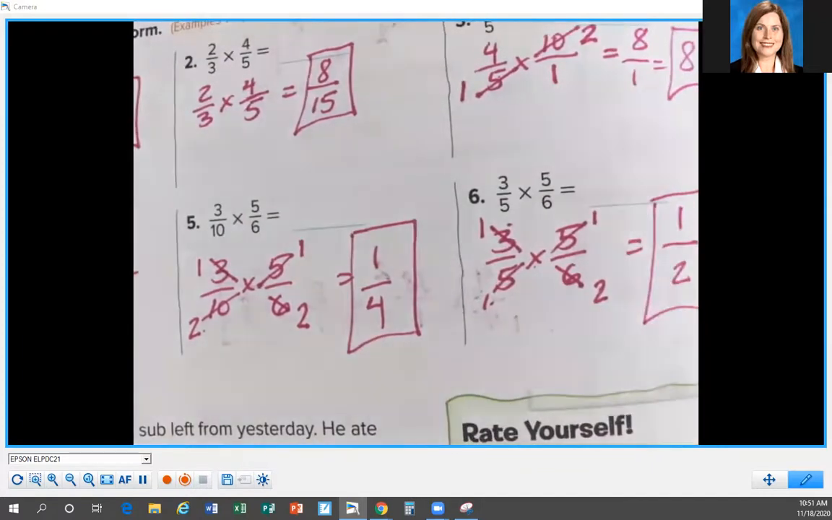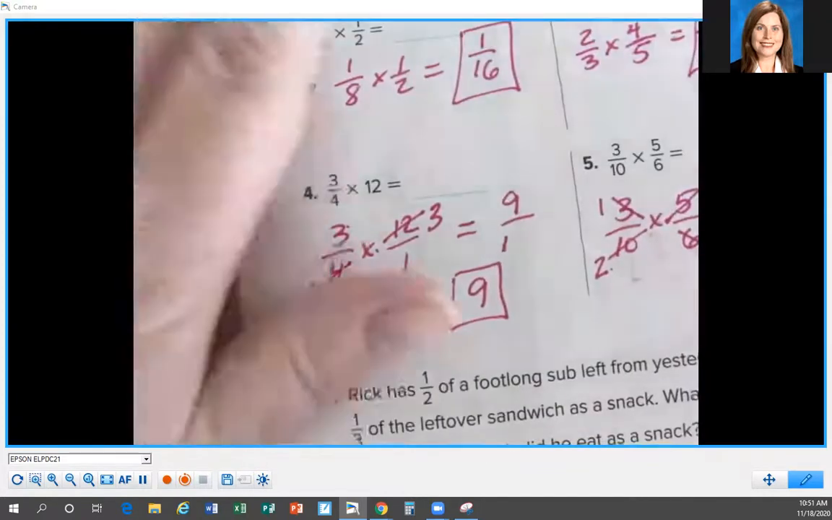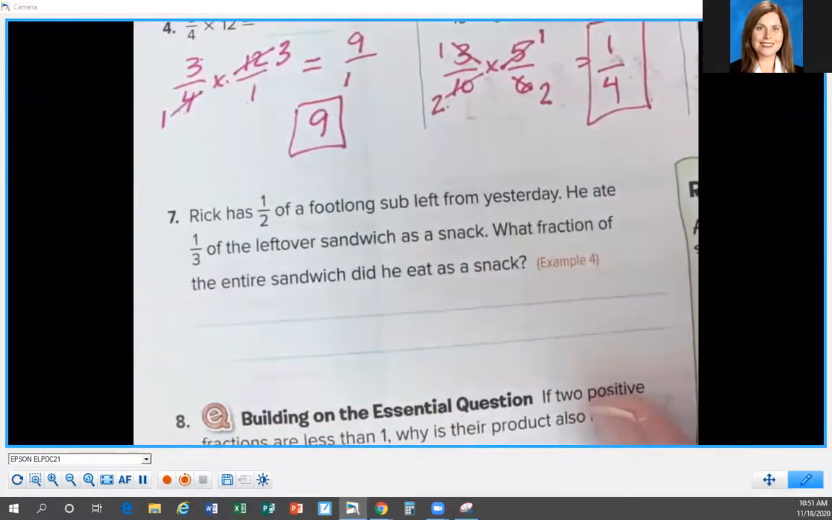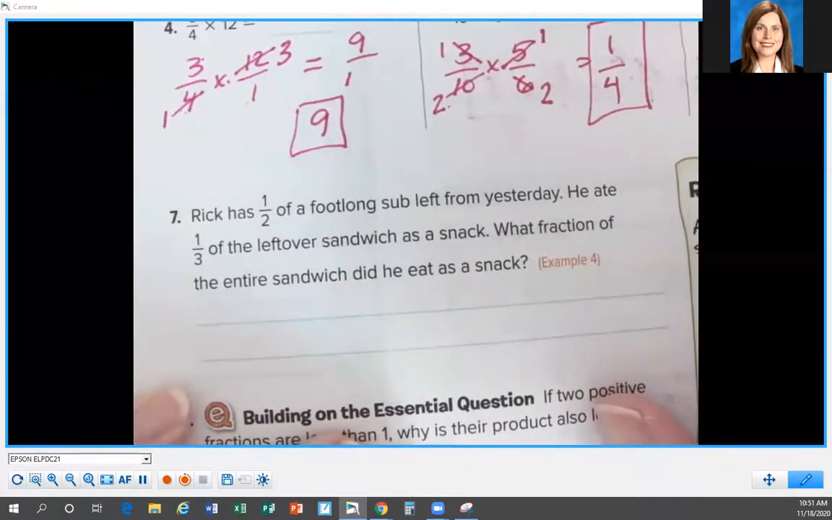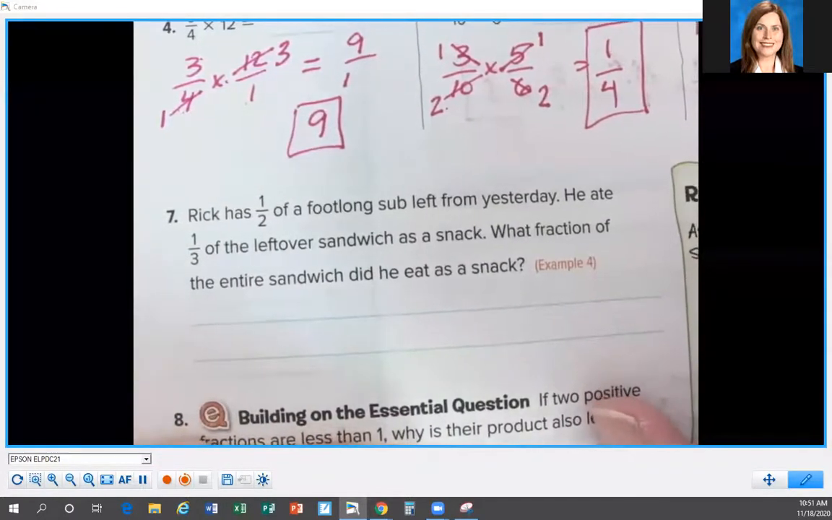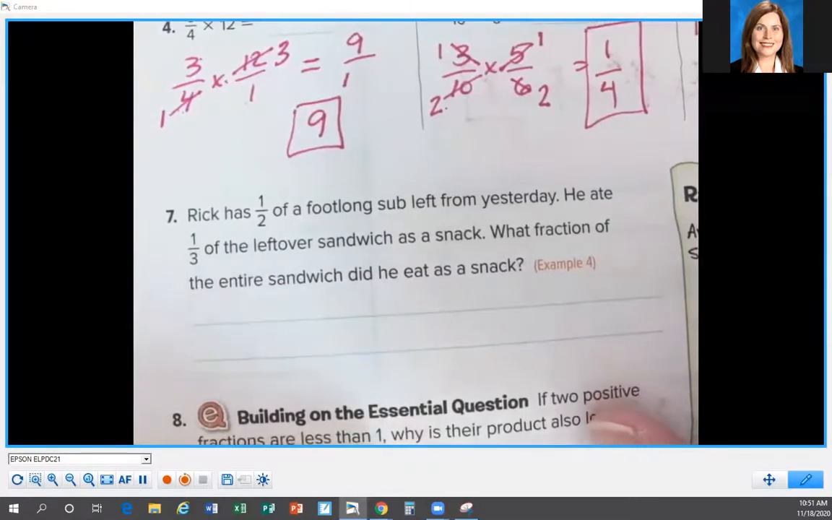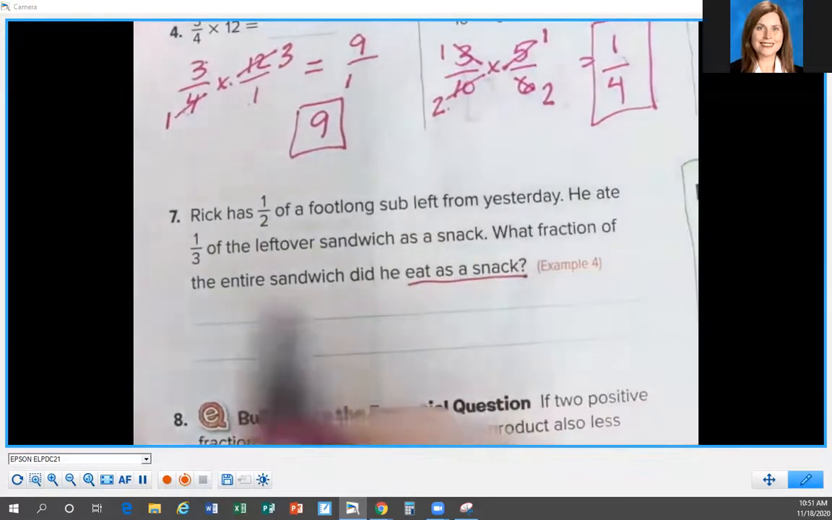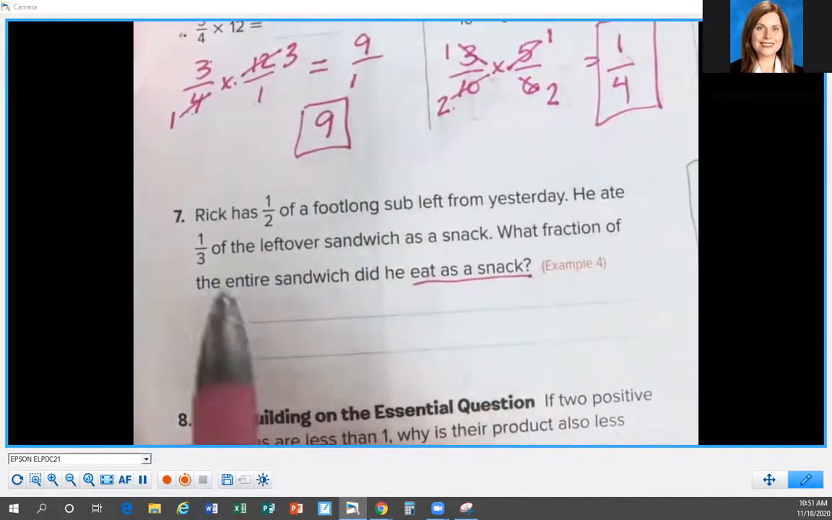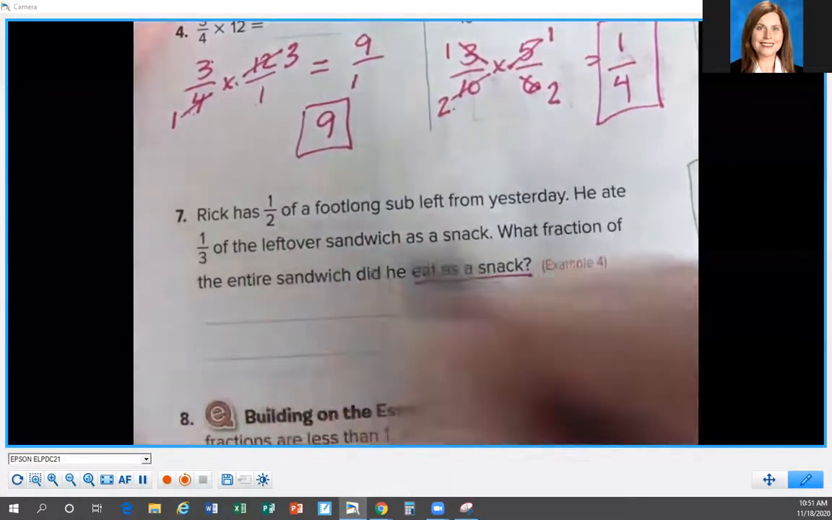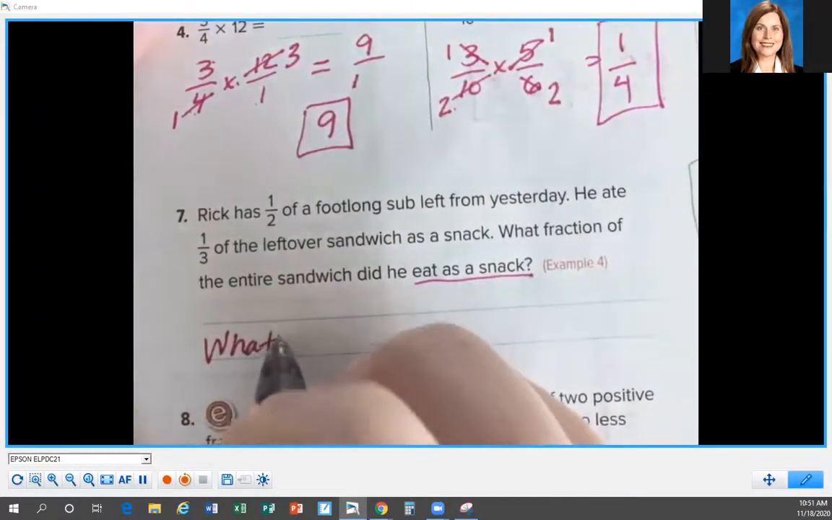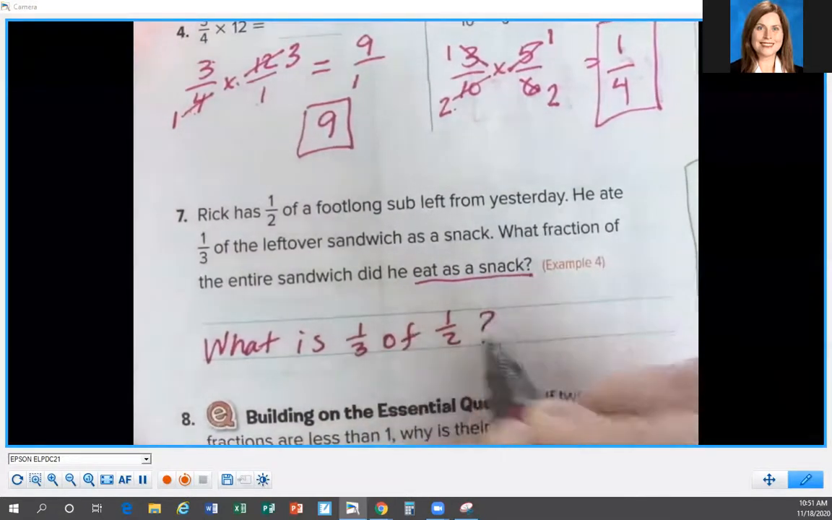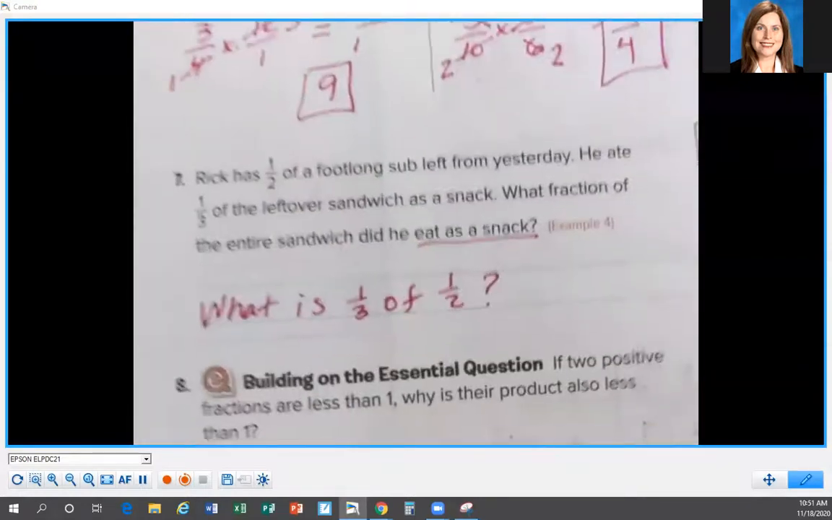Okay, number 7. All right, Rick. Rick has half of a foot-long sub left over from yesterday. He ate 1/3 of the leftover sandwich as a snack. What fraction of the entire sandwich did he eat as a snack? So this question is really asking us how much it was his snack. So he had 1/2 of a sub left over, and he ate 1/3 of the 1/2. So the question really is this: what is 1/3 of 1/2? So mathematically, remember that of means multiply.